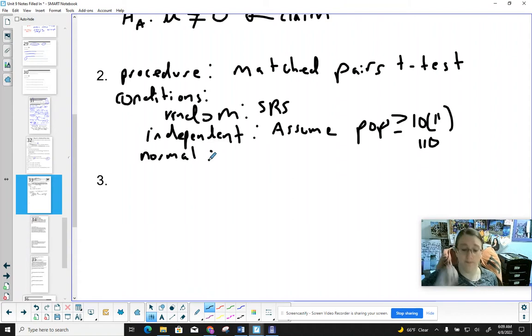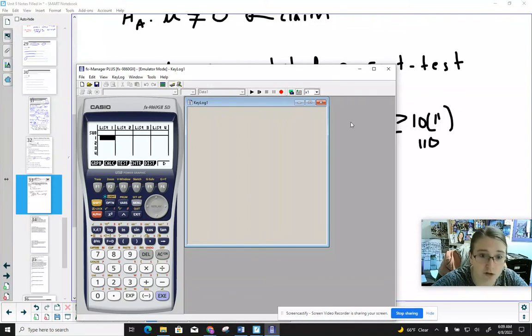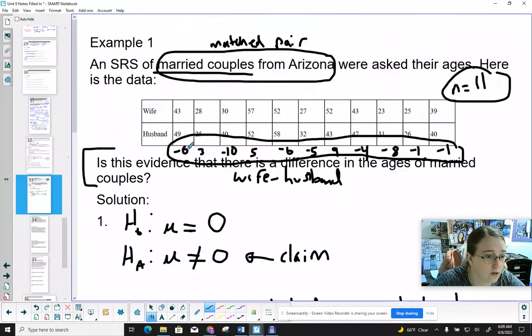my sample size is not big enough. If the sample size was big enough, you just say, good, sample size is bigger than 30, we're good. But because the sample size is not big enough, we need to do an NPP plot. So you should have put in your differences.